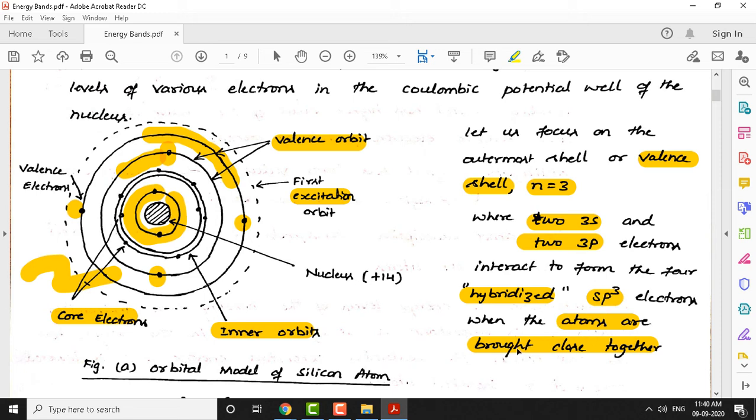This happens only when atoms are brought close together. What you are seeing here is the isolated atom. When we bring many atoms close to each other, hybridization takes place and sp3 orbitals form. The electrons themselves get aligned and form the covalent bond. So covalent bond formation happens with sp3 orbital formation.